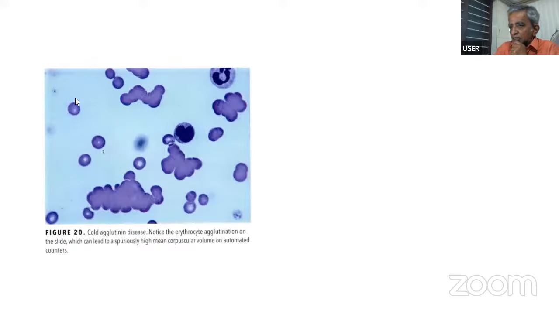Now this is the typical cold agglutinin producing autoagglutination in the peripheral smear. You find all of them clumped together. If you get such a picture, and the smear is prepared well, and you still get such a phenomenon, your diagnosis is a cold agglutinin problem.